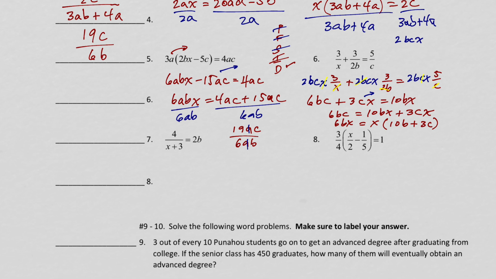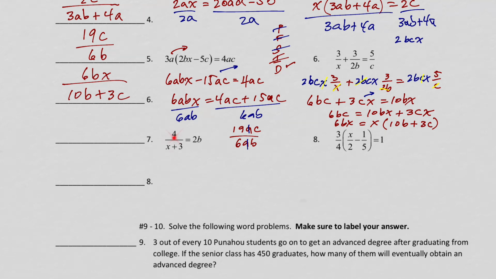And I'll divide each side by this here because I'm solving for x. So my final answer is going to be 6bc divided by 10b plus 3c. And be careful now, you can't cancel the 3's because there's no 3 here. You can't cancel a 2 because there's no 2 here. You can't cancel the b's because there's no b here. And so you can't cancel anything, so this is a simplified fraction.